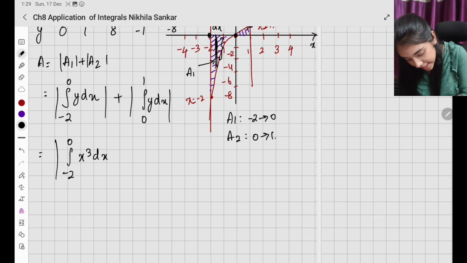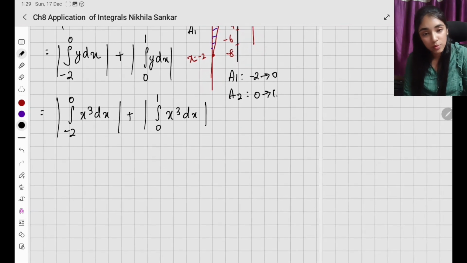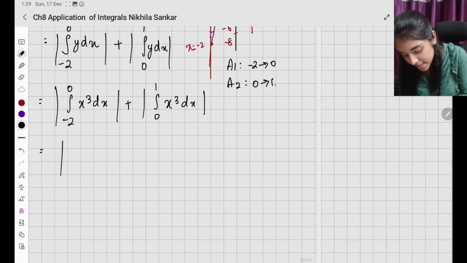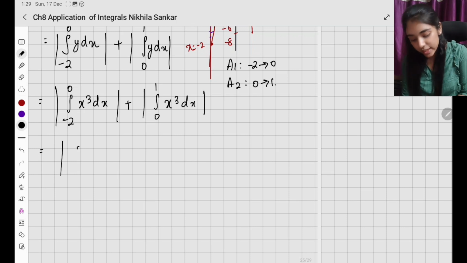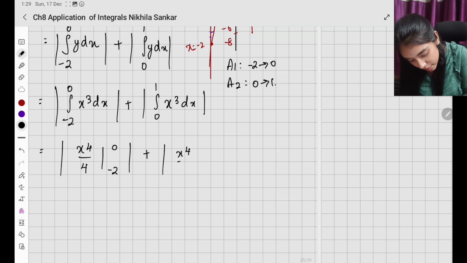x cube dx. The calculation here is where mistakes mainly happen. Because of the absolute values, sometimes the answer comes as 0, but the area should not be 0. So put it carefully. So this is going to be inside the absolute value. The integral of x cube is going to be x power 4 divided by 4 from minus 2 to 0 plus x power 4 divided by 4 from 0 to 1.